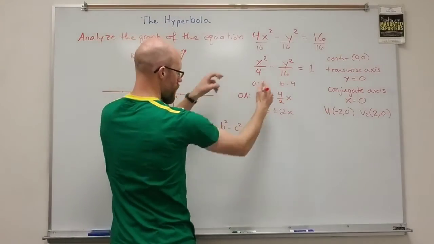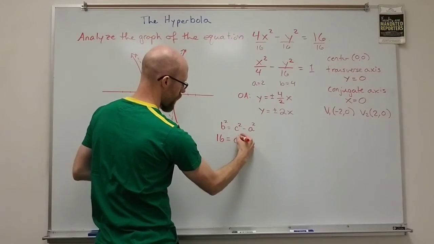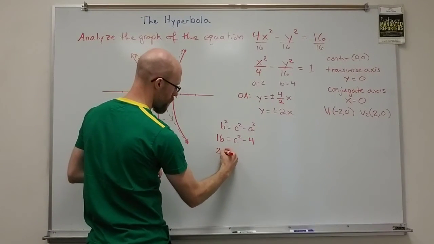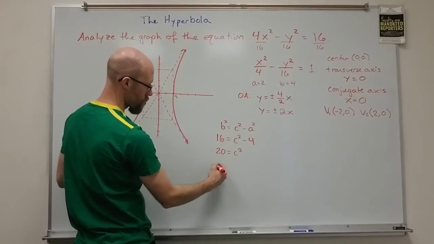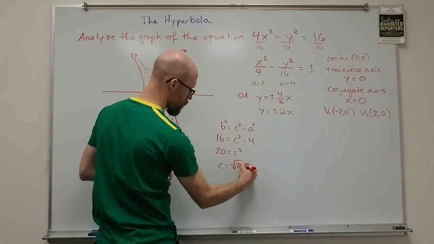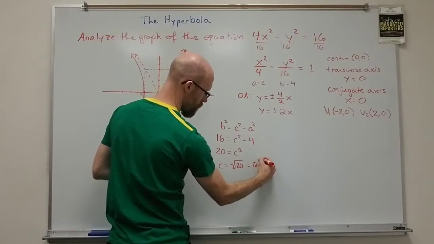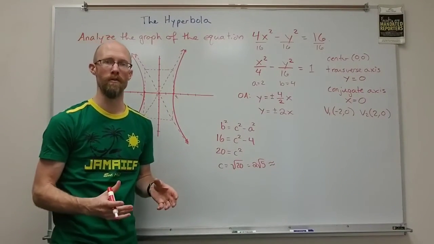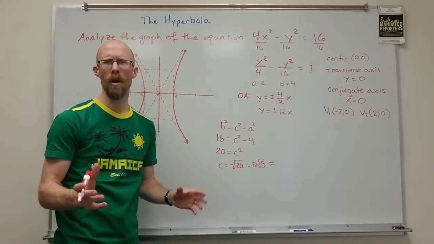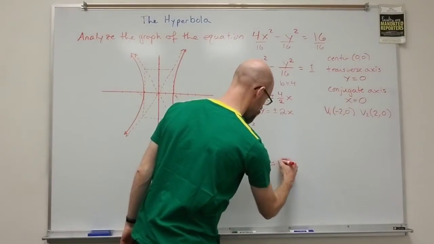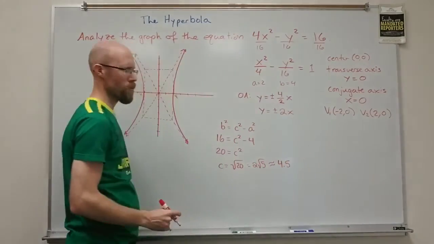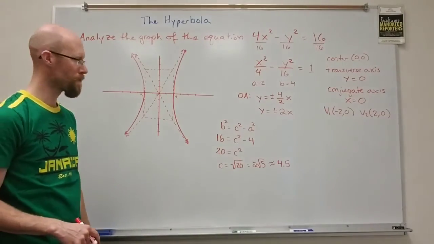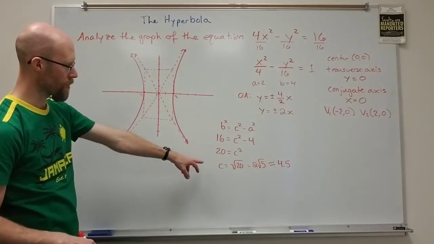So I plug in what I have. I know that b squared is 16. I know that a squared is 4. I add the 4 to both sides and then use the square root property. So c is going to be the square root of 20, which we know to be 2 root 5, or approximately, if you take the square root of 20, you get about 4.47, so we'll call it roughly 4.5. It's just under 4.5. So we'll go with 4.5. And so that's my c value.